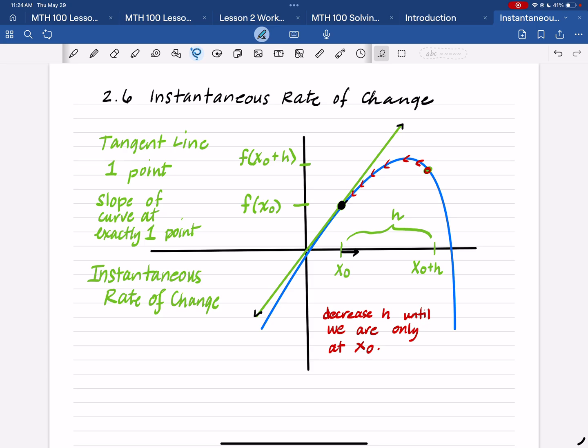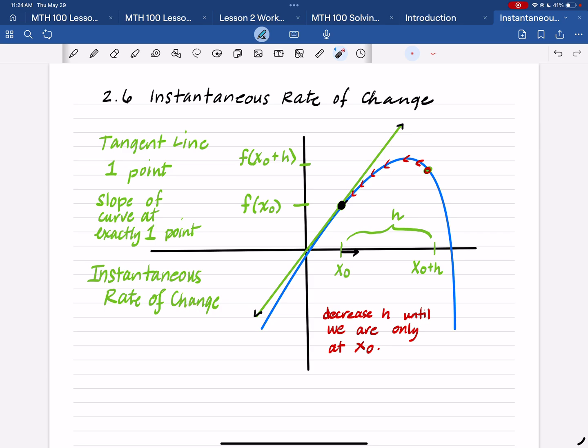Now let's take a look at how we actually can calculate the instantaneous rate of change. So remember that the instantaneous rate of change is the slope of the tangent line at one point. So it's the slope of the curve at exactly that one point. This is called the instantaneous rate of change.